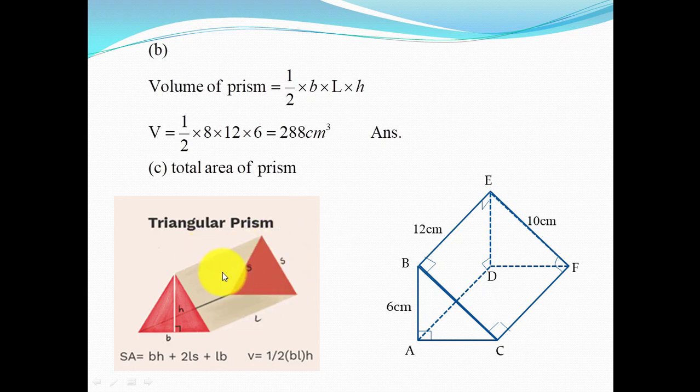So first of all we count how many sides this prism has. 1, 2, the second rectangle left side, this one for right side, this rectangle for bottom side, 3 rectangles and 2 triangles. It means that it has 5 regions, 5 sides.